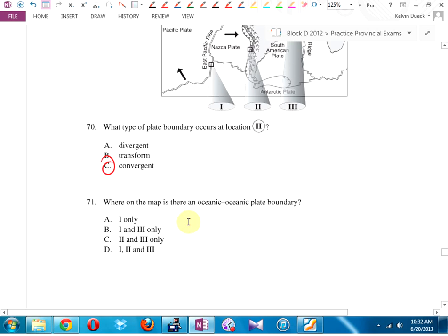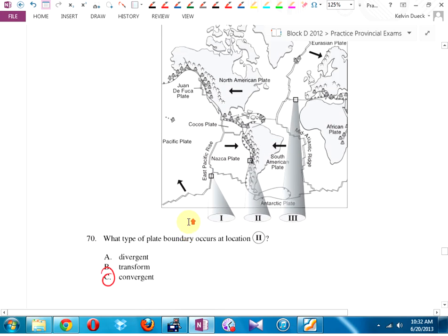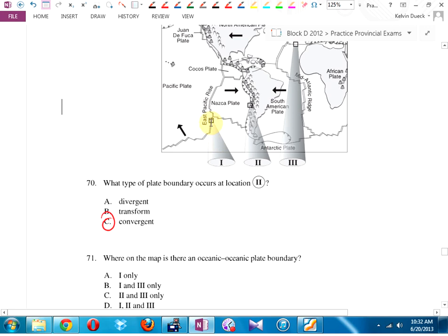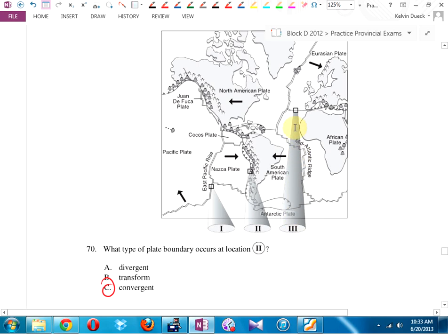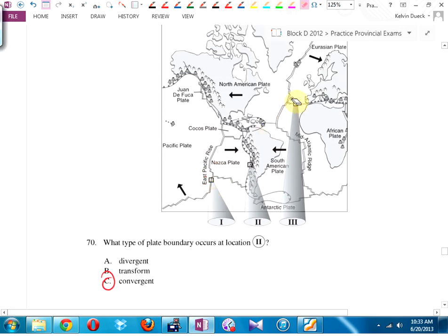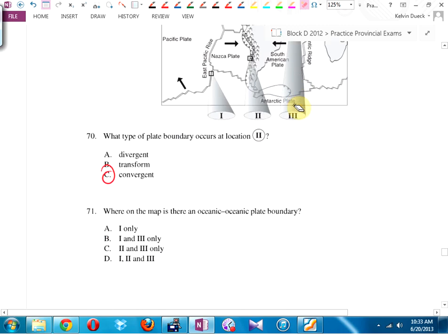Where on the map is there an oceanic plate boundary? Check one only. I see East Pacific plate and I see Antarctic plate. Maybe. You know what? I don't think this is oceanic. I don't think two is oceanic. This is the South America or the American plate, whatever it's called. I don't know all the names. Here I have, what do you think the correct answer is to number 71? I think you could say that there is one there and one there, two oceanic plates. I think the correct answer is B. Definitely it's not the second one. So you would say it definitely isn't C and D.